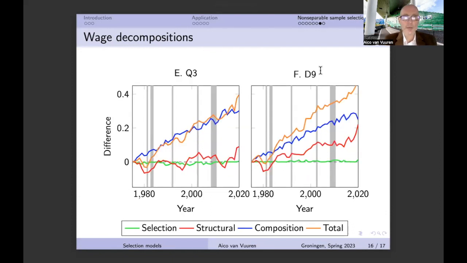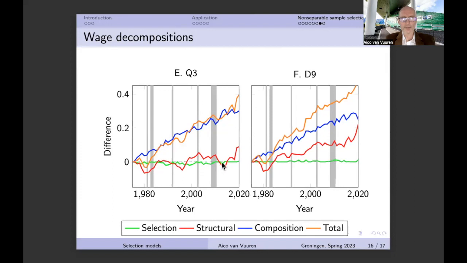Then finally we can look at the upper tail of the distribution. Then we can look at Q3 and D9. Well, first of all, focusing on Q3, we do see that Q3 has increased quite a lot, and it again can be almost completely explained by the composition effect. We do see that the structure effect sometimes is a little bit low and even turns negative, but generally it is positive.